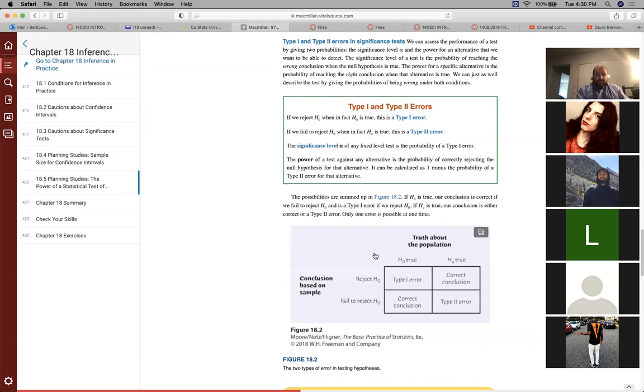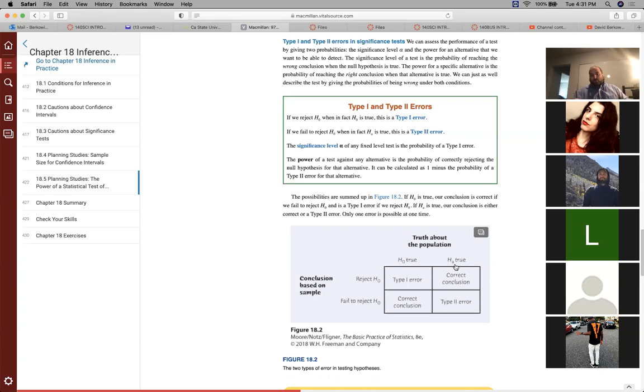And the power of a test is 1 minus beta. It's the probability of not making a type 2 error if the alternative is true. We like having high power. High power is good. High power means you didn't do something stupid. Beta is making an error. Alpha is making an error. We want those to be small.